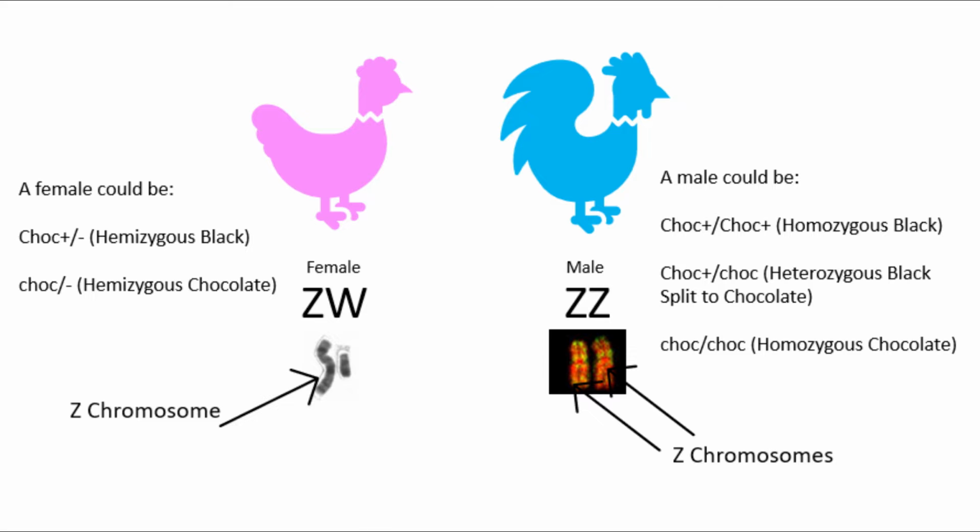Females, on the other hand, have 1 Z chromosome and 1 W chromosome. Because they only have 1 Z chromosome, they only have 1 locus for chocolate. This means that essentially a hen can only have 1 copy of the chocolate gene or the absence of it. Because of this, we would call her hemizygous for the chocolate gene or hemizygous for the absence of the chocolate gene, depending on which allele is present.